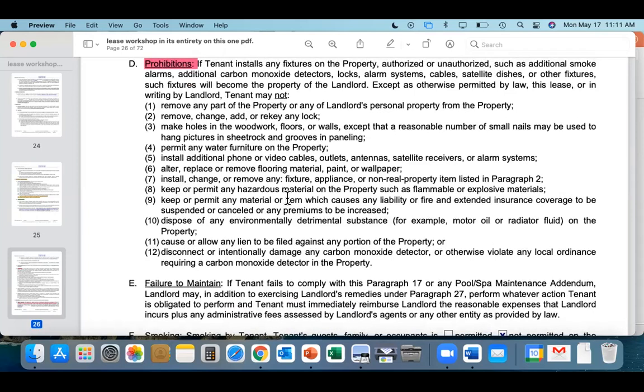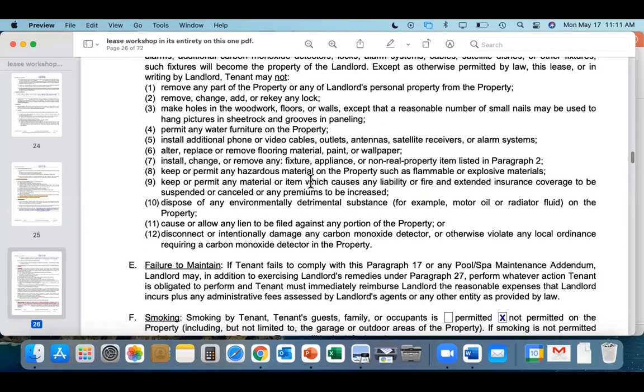They can't make holes in the woodwork, the floors, or the walls, except that a reasonable number of small nails may be used to hang pictures. But they can't go damaging and putting all kinds of stuff in the property. It's not permitted.